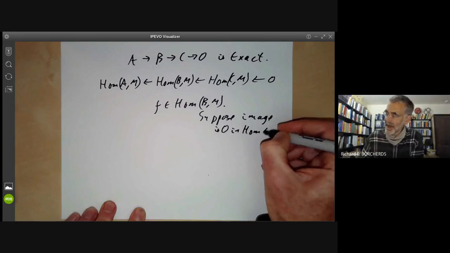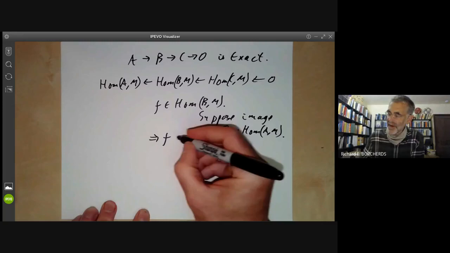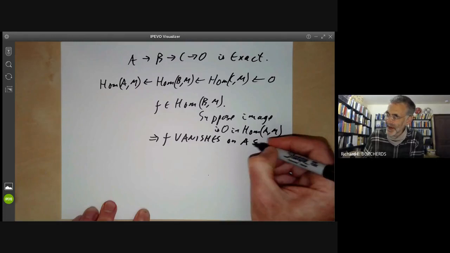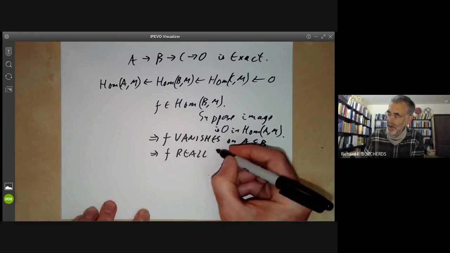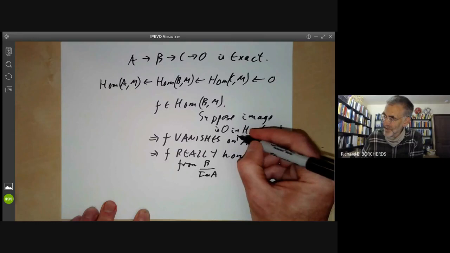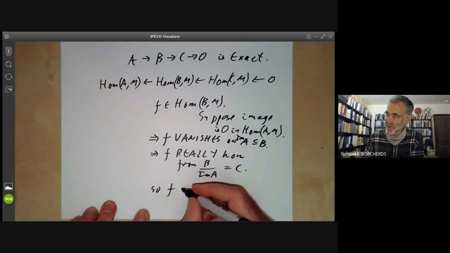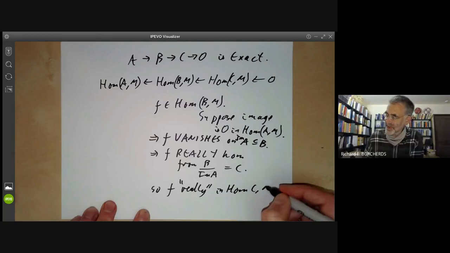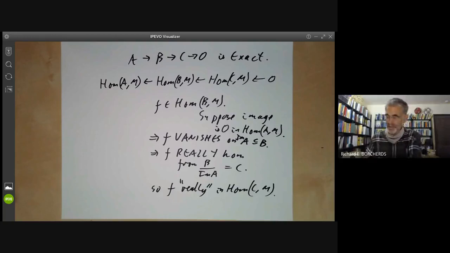Well, this means f vanishes on A, where we pretend that A is a submodule of B. So f is really a Hom from B modulo the image of A. Actually, I should say the image of A is a submodule of B, which is equal to C. So f is really in Hom from C to M. So it's the image, and more precisely, it's the image of something in Hom of C to M.